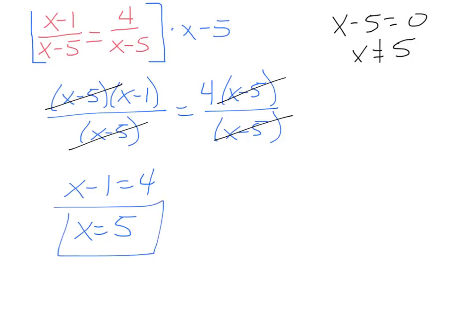Okay, and so we solved that correctly, but you notice that our restriction said that x cannot be 5. Because if you plug this in to all the variables, we're going to get a 0 in the denominator, which is something that can't happen. So this is the correct answer, but we actually can't really use it. So this equation has no solution.